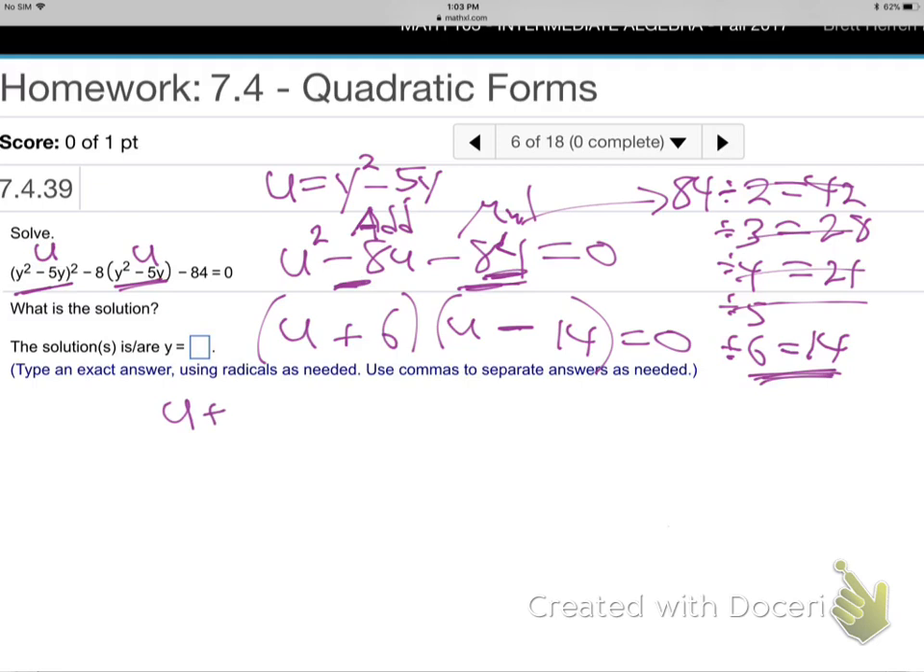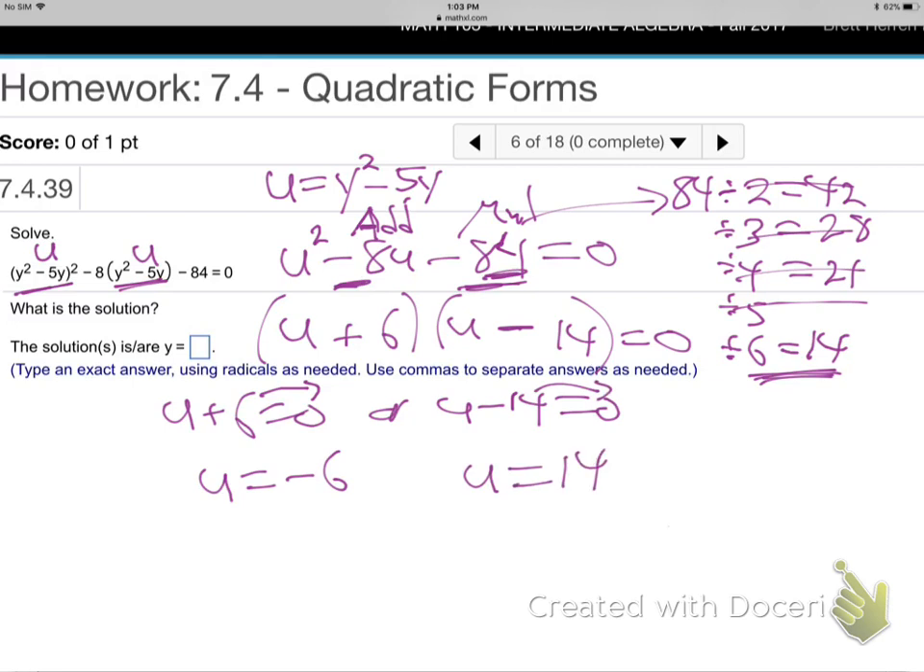So the first one equals 0, or the second one. Or you could just go opposite, that's what it always does, if you want to just skip this step. Move it over, negative 6. Move it over, positive 14, right? We good there? So we got minus 6 and 14. But that's the u answer. Remember, the original question had y, not u. So this is all u stuff.